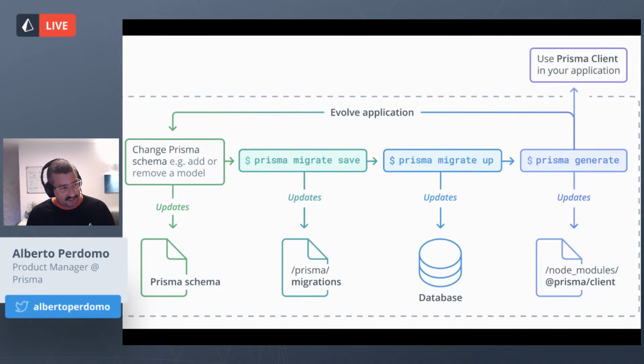Then you would apply this migration by running the command Prisma Migrate Up. This would read the migration, deserialize the change set, and apply it to the database. And then lastly, you would call Prisma Generate to regenerate your Prisma Client API to make sure it's in sync with your updated schema.